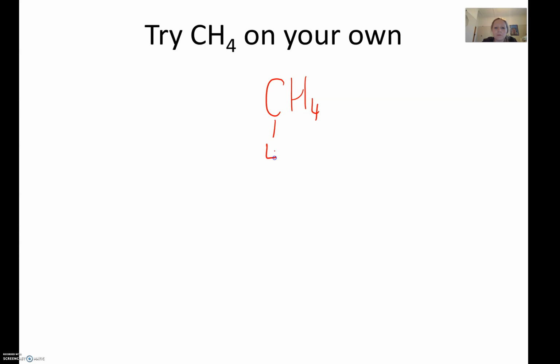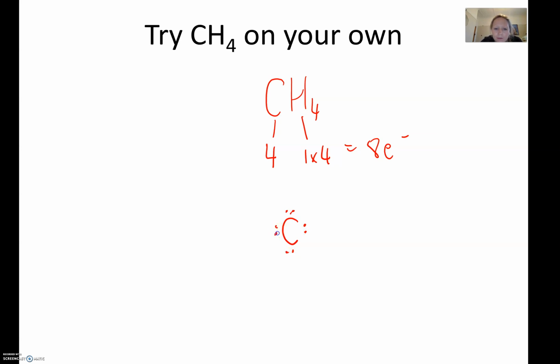Okay, carbon's in group 14, 4 electrons, hydrogen in 1 times 4 gives us 8 electrons. Central atom's going to be carbon, it's by itself, and also it's the most electron deficient. Hydrogen needs 1, carbon needs 4. Put 8 electrons around your central atom.